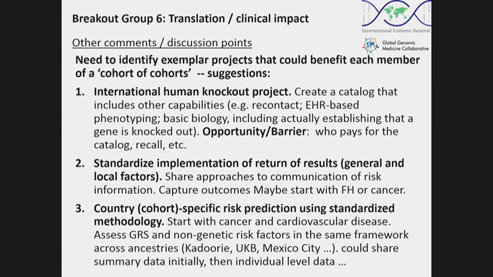I'd like to make a semi-friendly amendment to number 2. I think standardizing implementation is illusory because it always is local. What I was trying to convey was standardize the study of implementation of return of results. Using the tools of implementation science and frameworks like RE-AIM or CFIR or those sorts of things, so that we can learn from different implementations what works and what doesn't. So I would just amend number 2 to reflect that. Accept it.